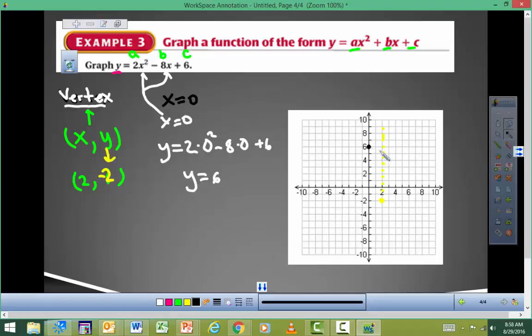If you see this here, this is an axis of symmetry right here. It always passes through that vertex. So you know what I know? I know there has to be a second point right here. I don't have to check. There's an axis of symmetry.